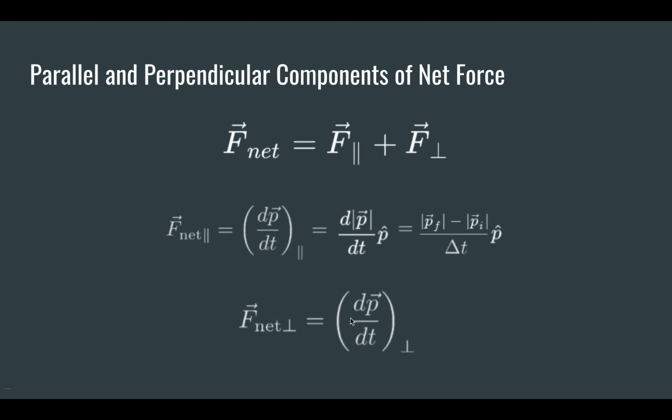And then the net force is made up of the parallel component and the perpendicular component, and the formula for the parallel component is the change in the magnitude of the momentum over the change in time times the unit vector for momentum. And even though there's a formula for the perpendicular net force, I don't actually need that because I can just subtract the parallel component from the net force.